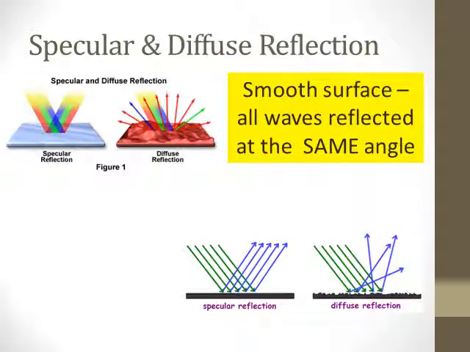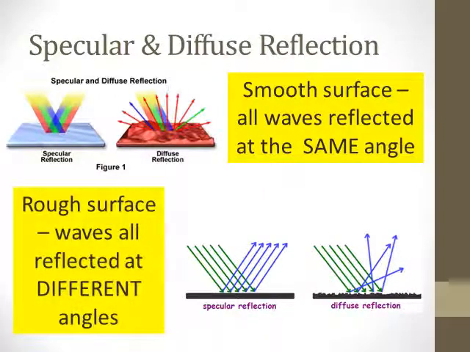Two different sorts of reflection. When waves reflect off a smooth surface, all the waves are reflected at the same angle of reflection. But when they're reflected off a rough surface, they're all reflected at different angles.